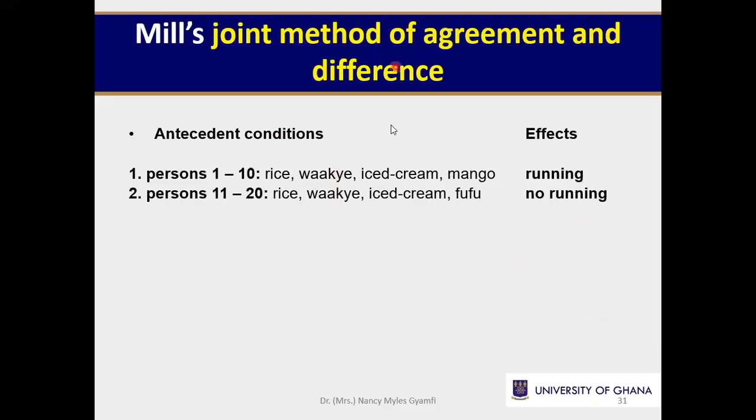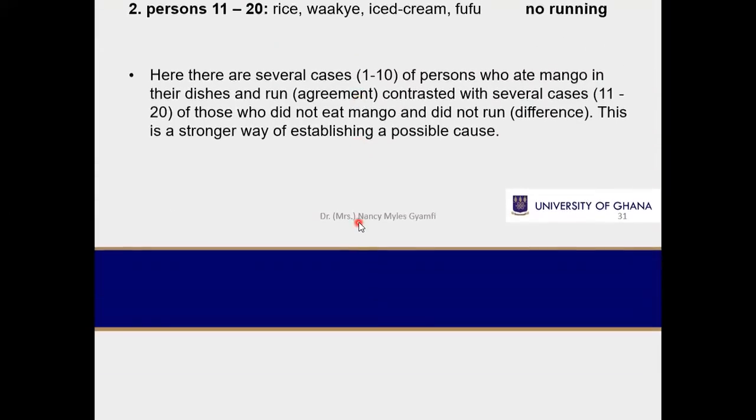Now look at the joint method of agreement and difference up there. Persons 1 to 10: all these persons took mango and they all ran. So between 1 and 10, they agree. Then persons 11 to 20 did not take the mango and they did not run. So now you take the first set and compare it with the second set. And this is not merely the method of difference. This is a joint method of agreement and difference.